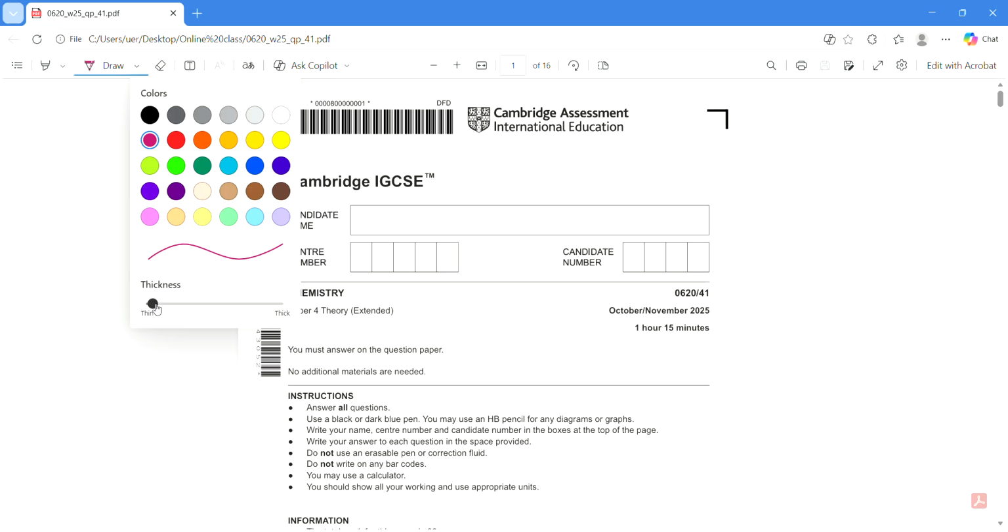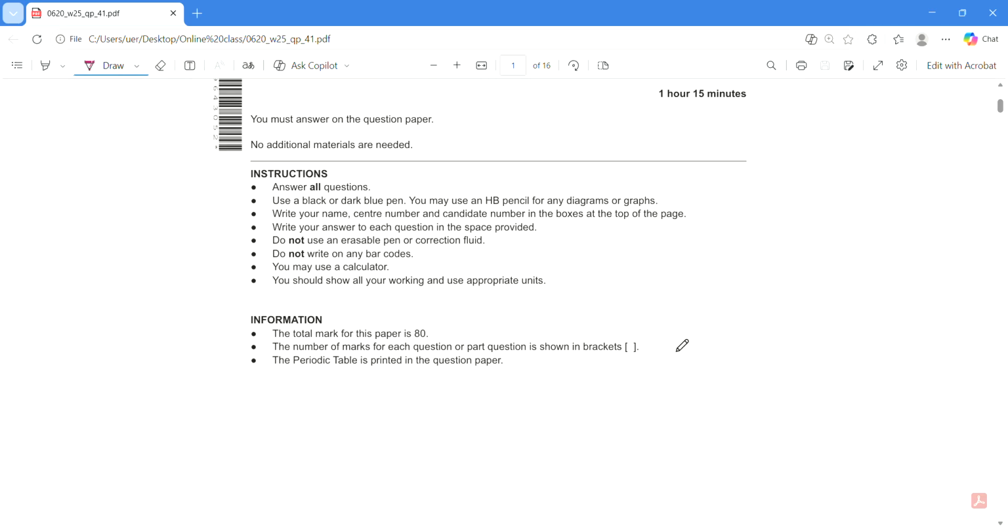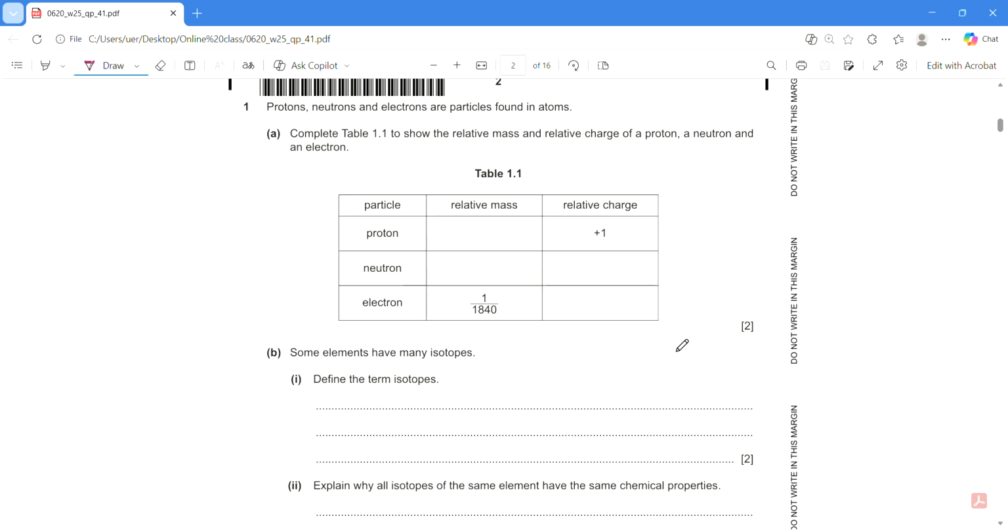So today we're going to do this Chemistry October 2025 paper 41. So now let's look at the first question. The first question will fill out the table of the relative mass and relative charge.